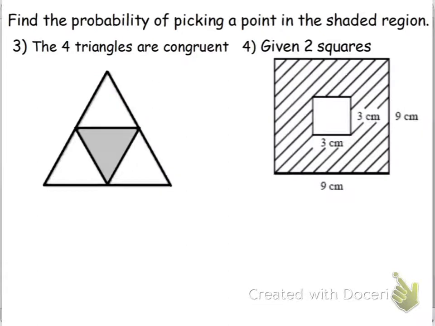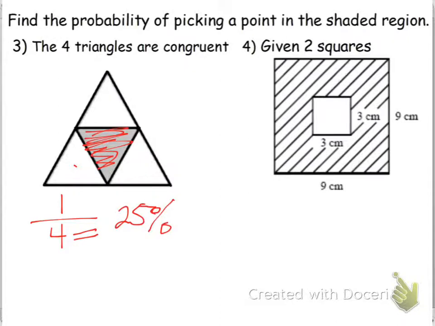Okay, these are the ones where it starts to get a little bit trickier, but again, we're still just doing the same process. So find the probability of picking a point in the shaded region. Okay, and so it's telling us that these 4 triangles are congruent. Well, I've got 4 triangles here. So the part, there's 1 part to the whole, which is 4 parts. And so this would be 25%. This would be 0.25.